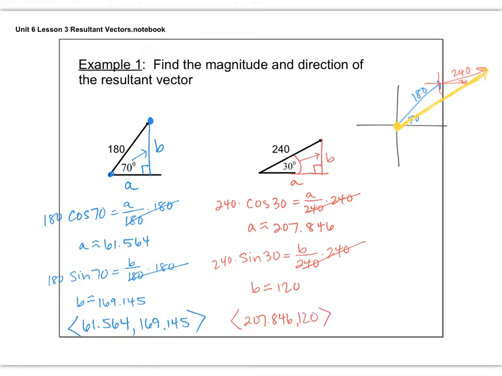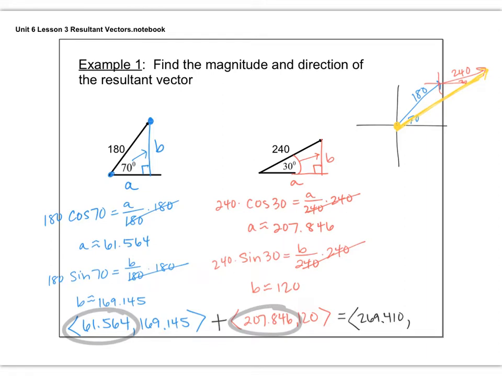Next, we're going to add these together. I'm going to take my two components, because I'm adding these two vectors together and trying to come up with the resultant vector. So that's exactly what we're going to do here. Now remember, when you add, you're going to take the horizontal components and add them together. And then you're also going to take the vertical components and add them together. So if I do 61.564 plus 207.846, I wind up with my new horizontal component, which is 269.410.